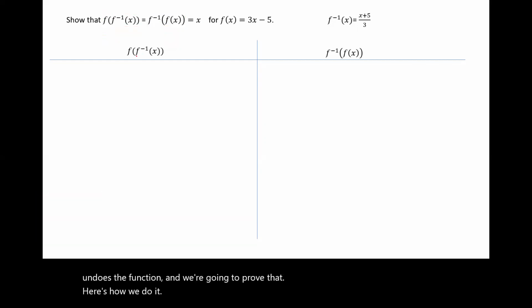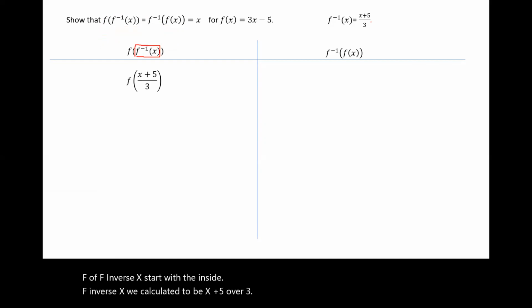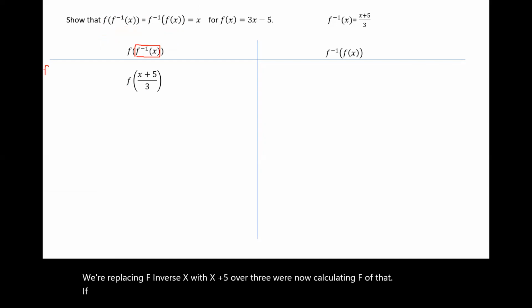f of f inverse of x. Start with the inside. f inverse of x we calculated to be x plus 5 over 3. So we're replacing f inverse of x with x plus 5 over 3. We're now calculating f of that. If you have trouble with this, let me give you an easy way to calculate it. f of x is equal to 3x minus 5.